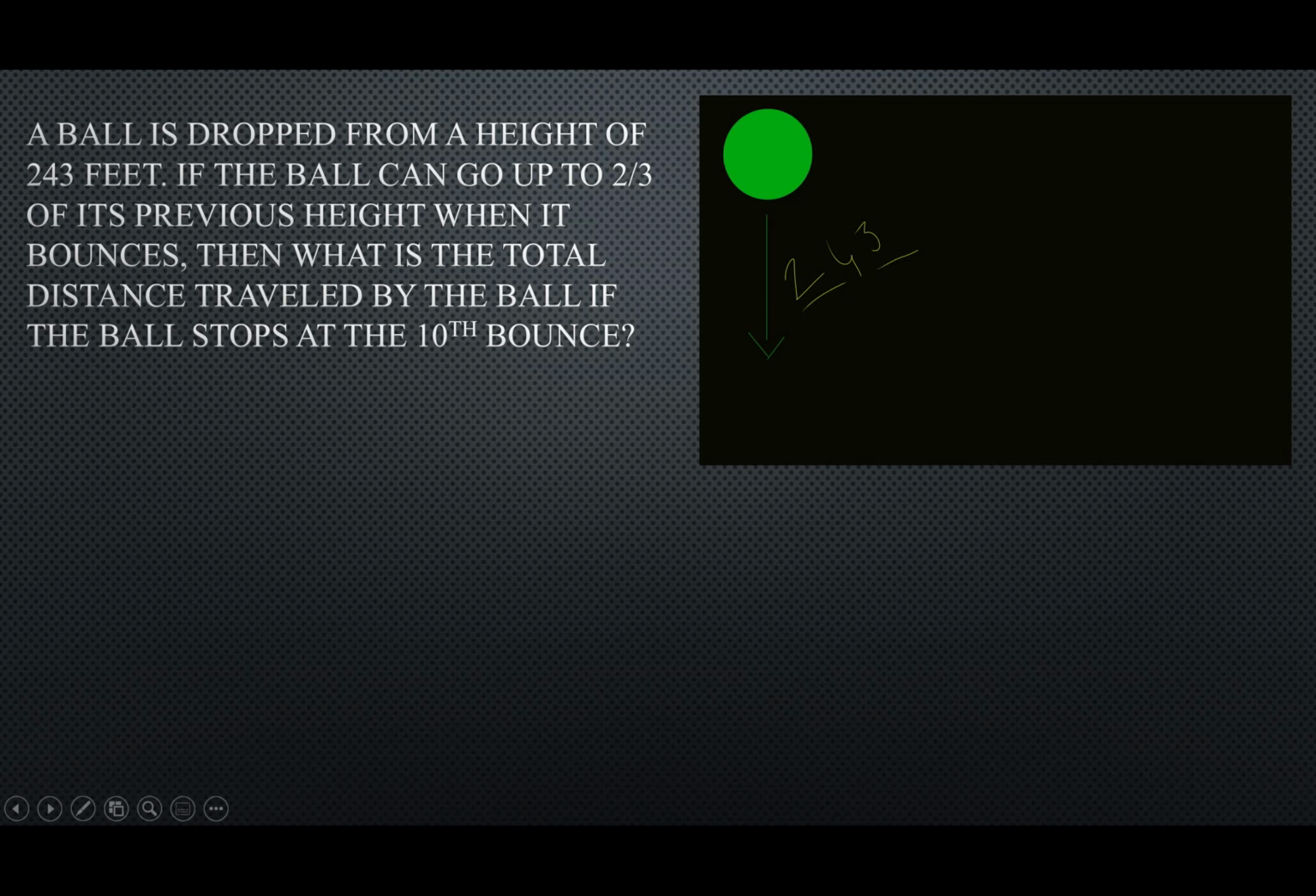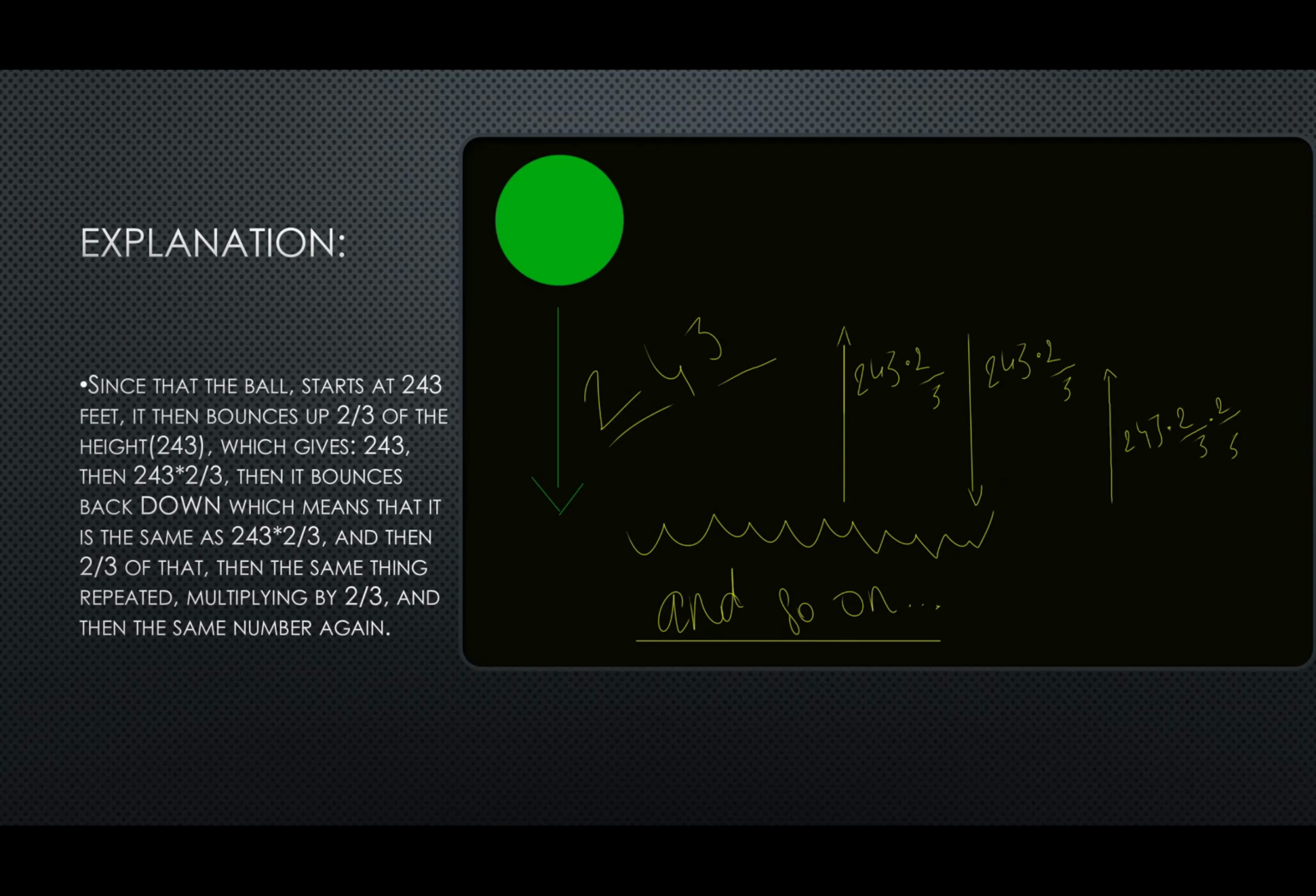What this means is that the ball drops down 243 feet. This is high. And then it goes up 2/3 of the way. Let's go on to the next slide to find out the answer.